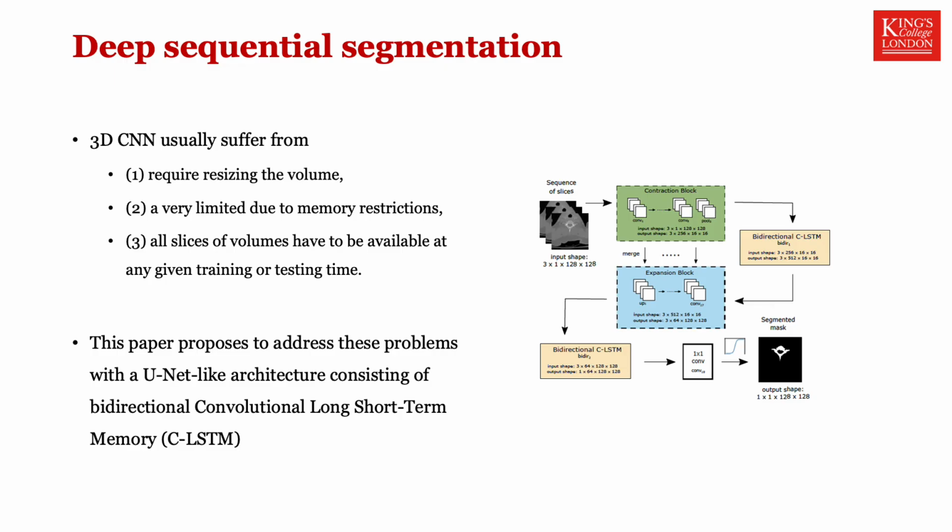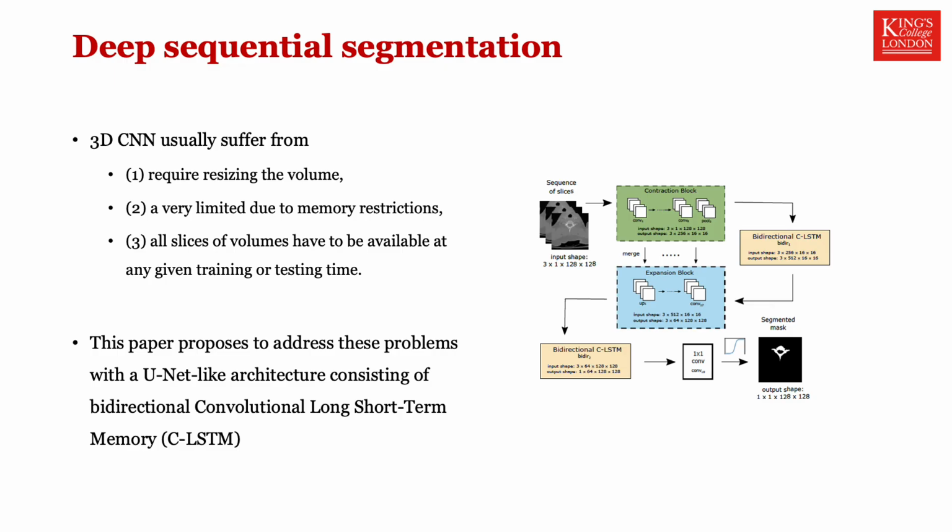And also, all the slices of the volumes have to be available at any given time, both at testing or training time. What this means is that you obviously need to have all the information available for you to be able to train the model, and also for you to be able to test, because you might want to use, for example, information from all the slices at the same time.